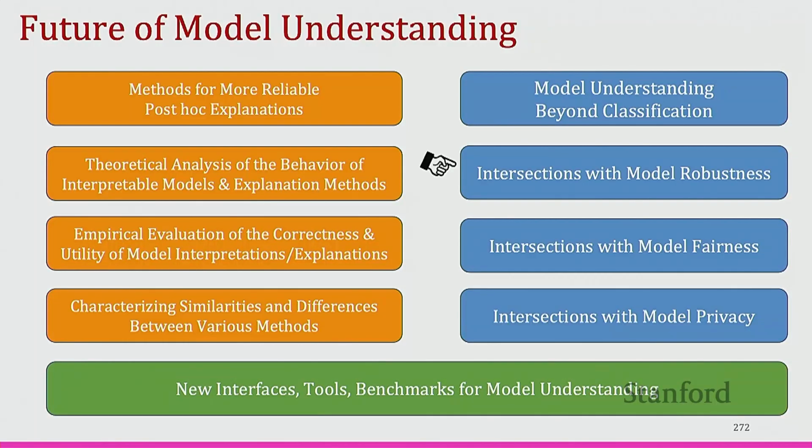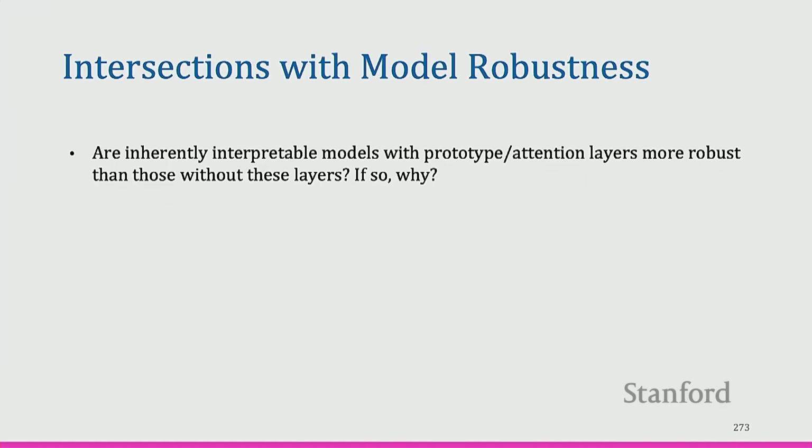Okay. So another, these three are kind of related, but essentially exploring intersections between interpretability and other key pillars of this broader area of trustworthy machine learning, like robustness or fairness or privacy, is also very important, because there are implications of interpretability on these properties, and there are also implications of these properties on interpretability. So how to think about that is also a space where there are lots of interesting open problems. Okay. So for example, if we think about robustness, we can ask, are inherently interpretable models with these prototype or attention layers more robust than those without these layers, right? If so, why?